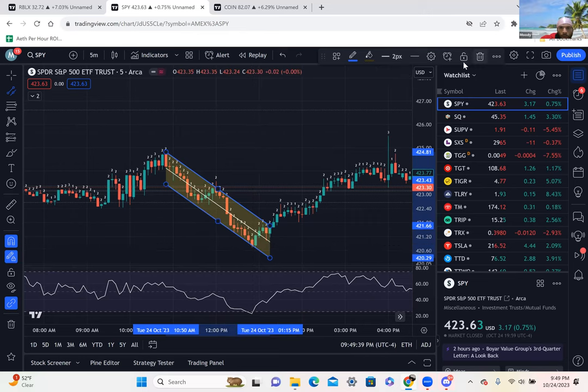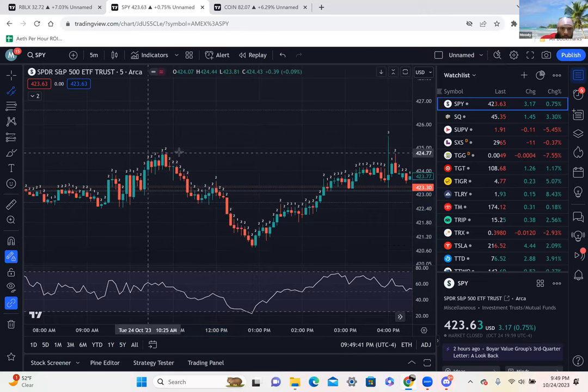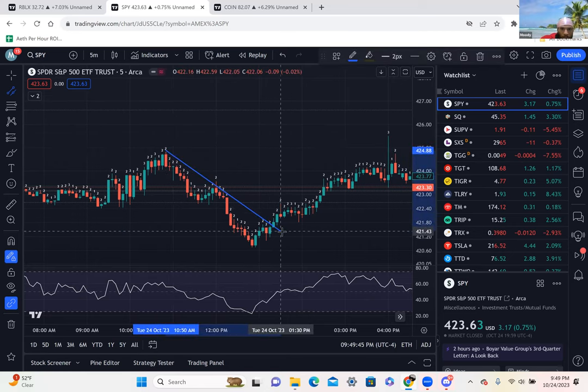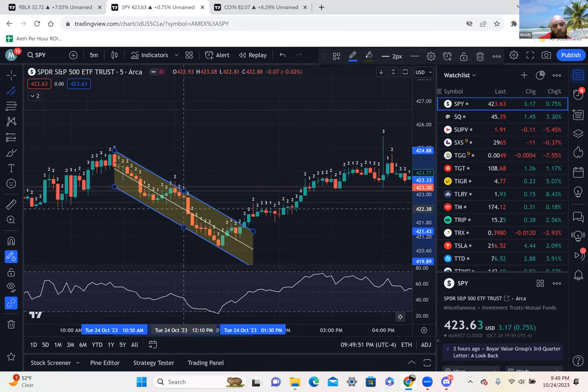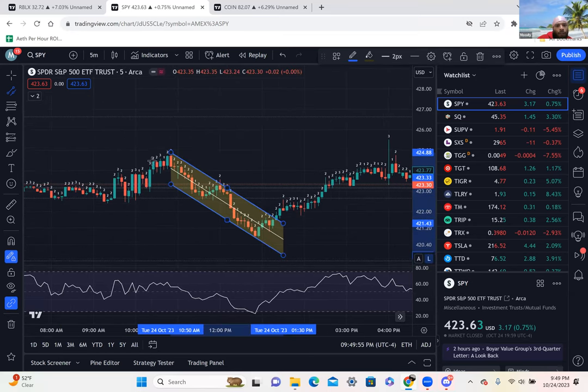And another reason why this is giving me a hard time is because I got this magnet on. All right. Literally, if you're using this, let's say you found a trend and it's trending down, and let's just say that you caught it down here and you just drew that trend.